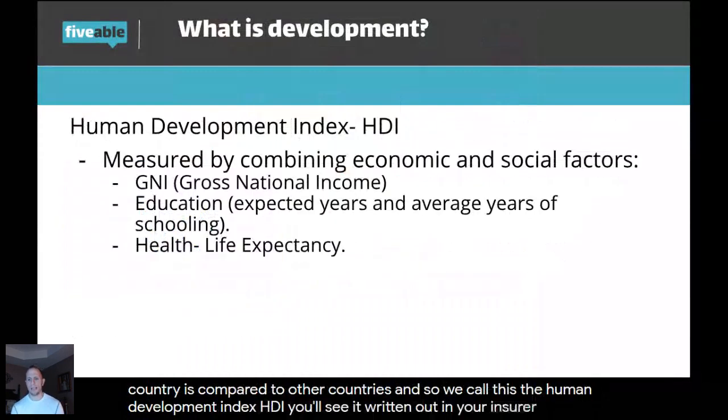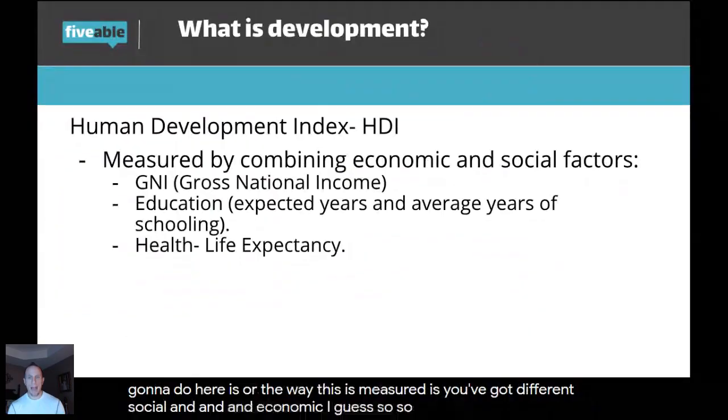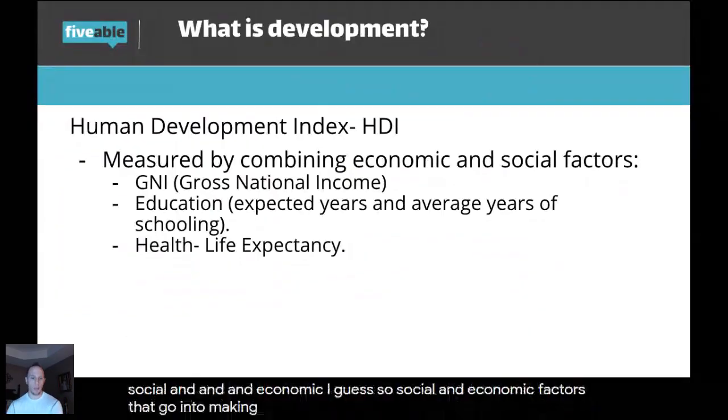Make sure that you guys write that down. Know that the Human Development Index, HDI, is the same thing. But the way this is measured is, you've got different social and economic factors that go into measuring human development. Okay, and it's going to look like this.